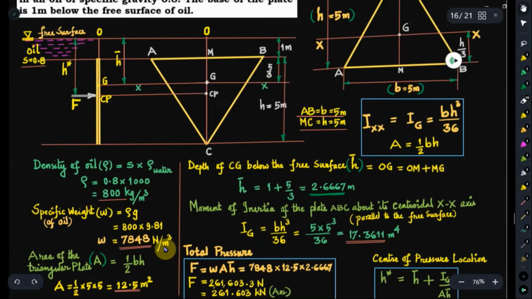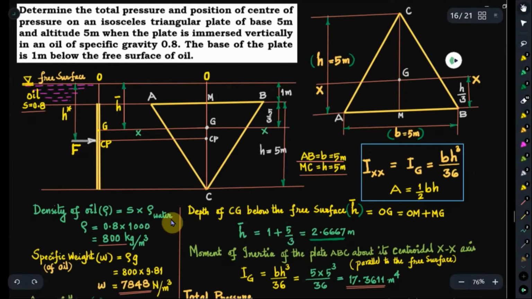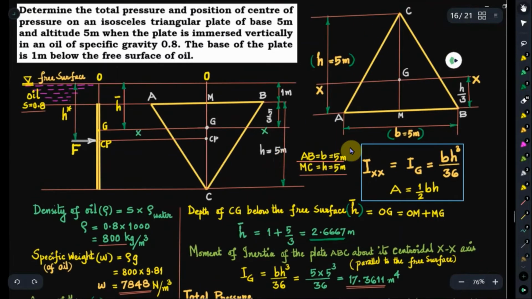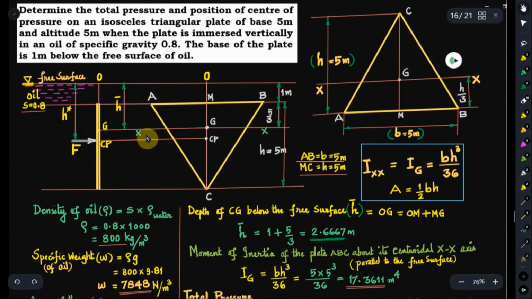That is half BH. The base is 5 meters and altitude is also 5 meters. So half into 5 into 5, that is 25 by 2. So 12.5 meter square. Now let us find out the value of area moment of inertia or second moment of area of this triangular plate about its own centroidal axis parallel to the free surface. Centroidal axis is this XX that passes through G.